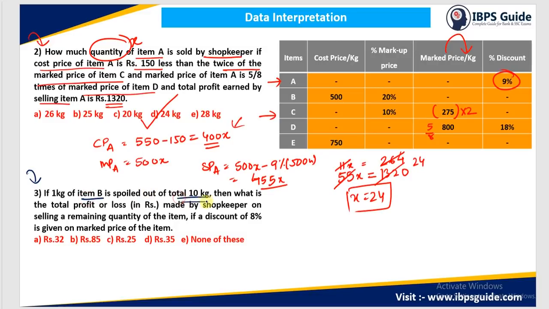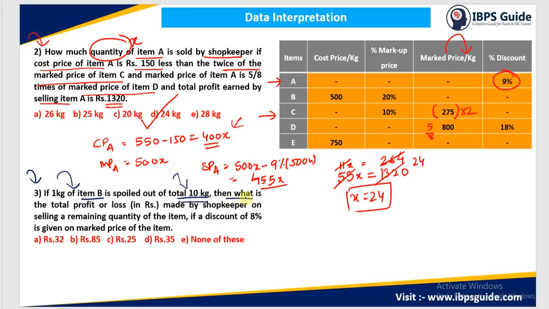Okay. Now in the third question they are saying if 1 kg of item B is spoilt out of the total 10 kg. Okay. तो आपके पास total कितना था? 10 kg था. But out of that total 10 kg, 1 kg has been spoilt. Okay. So you will be selling only 9 kgs, but you have to pay the price of 10 kg from your pocket. So CP will be counted for 10 kg, but SP will be counted with respect to 9 kg.